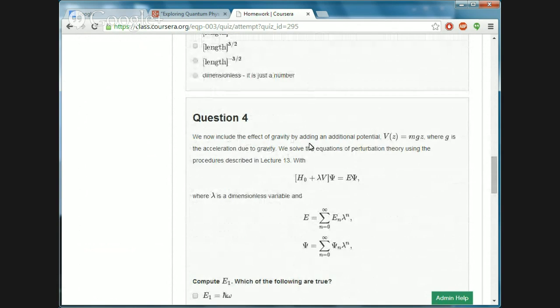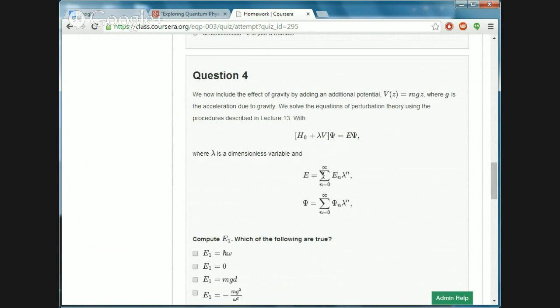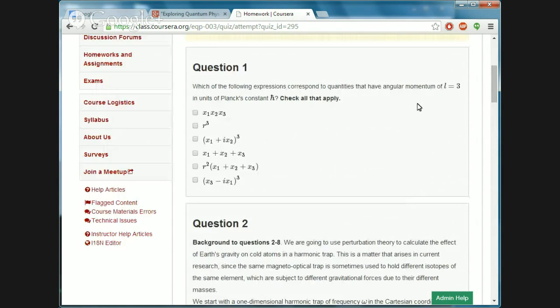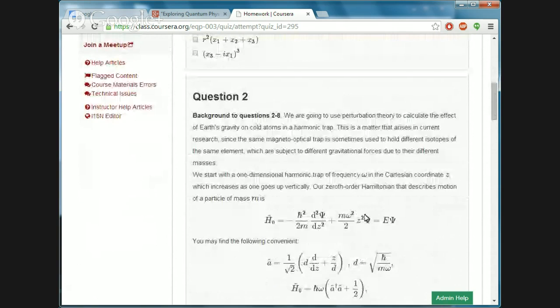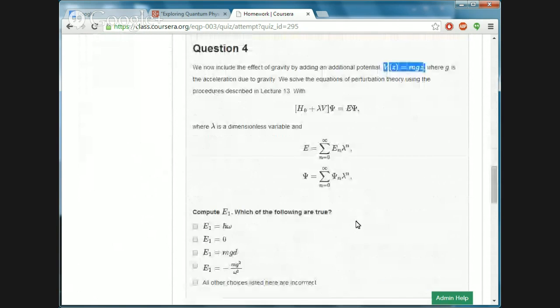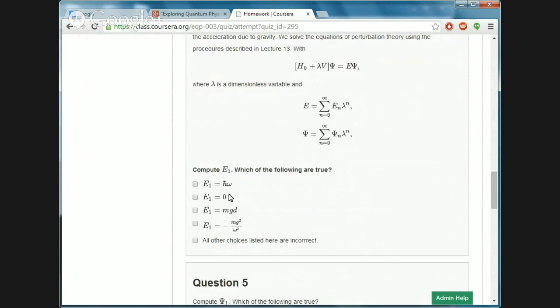Now we include the effect of gravity by perturbation theory. So we have this additional potential mgz, which we add on to the original Hamiltonian, and then we solve the equations of perturbation theory order by order. So the first question is, compute the first order energy. The answer is this one, 0.